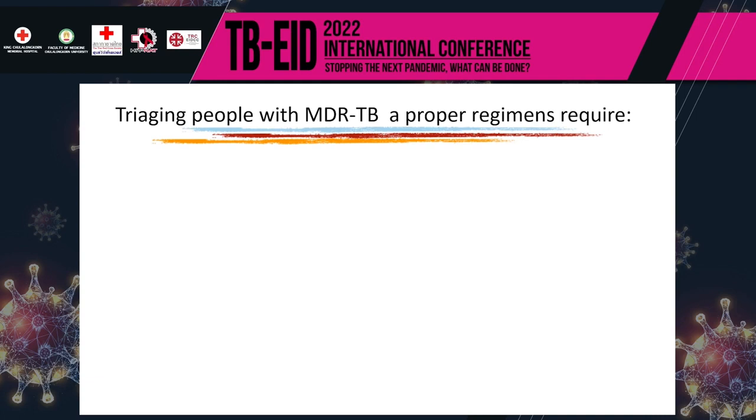If we want to seriously decrease the number of MDR cases around the world, we need to diagnose the cases in a rapid manner in order to stop transmission, and we need to triage the people for the proper regimen in order to avoid the development of new resistance during treatment. In order to do that, we need to have available fast molecular tests for triaging, such as the rapid molecular test for fluoroquinolone resistance detection.